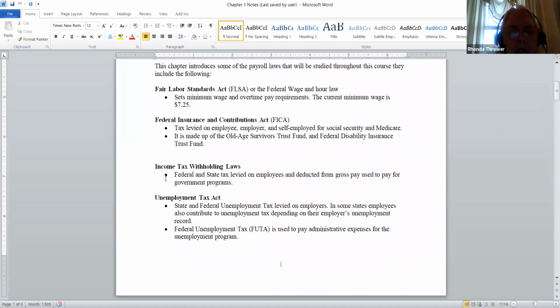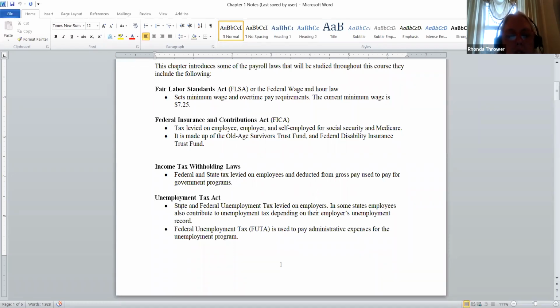The next one that I feel like I need to mention is income tax withholding laws. Now, this is both a federal income tax withholding law, and also there's a state income tax withholding law. So again, if you've ever looked at your paycheck stub, you'll see that they take federal taxes out as well as state taxes. These are the income taxes that are withheld from your paycheck, and they are used to pay for general government programs.